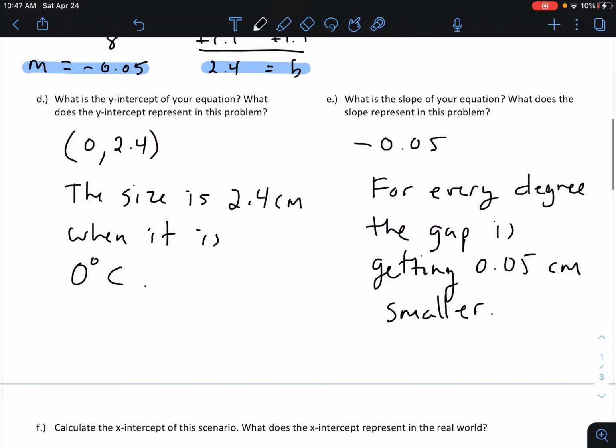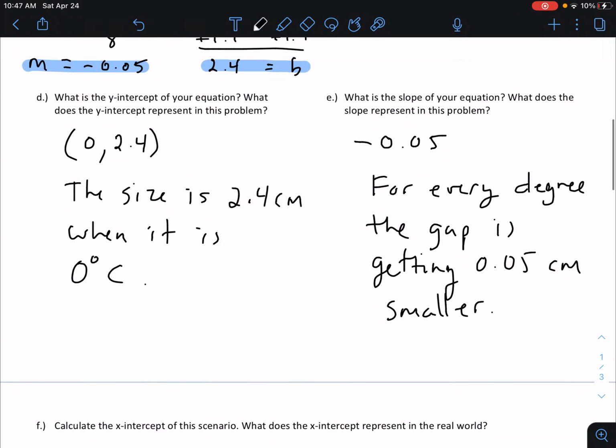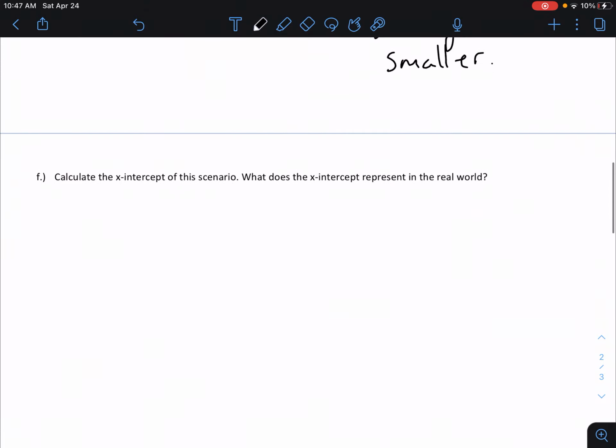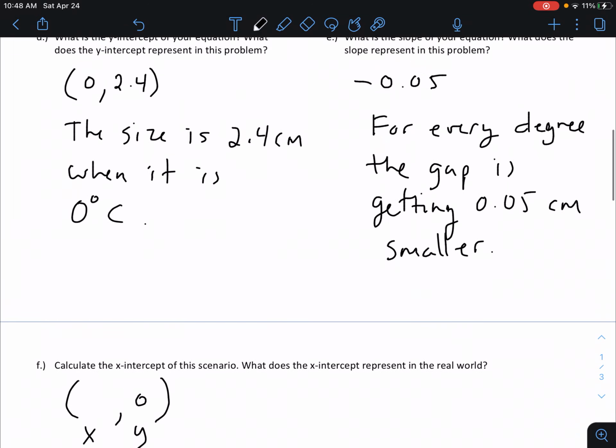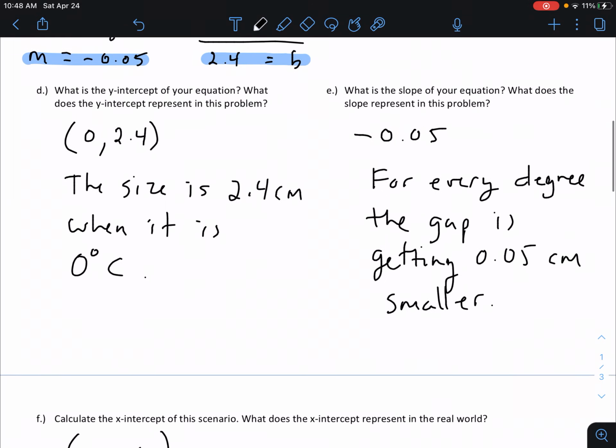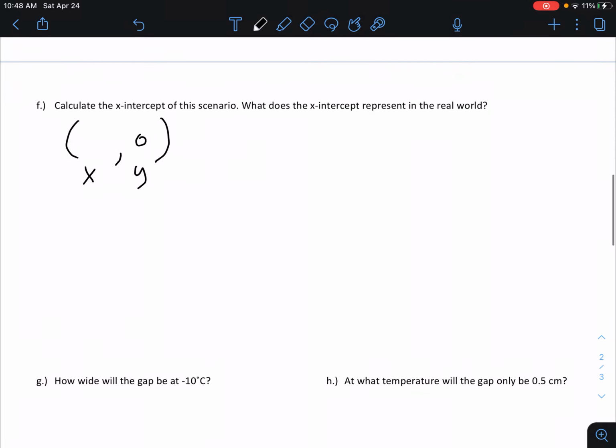All right, so let's keep going. It says calculate the x-intercept. Okay, remember the x-intercept is when y is equal to 0. This is my y value. This is my x value. So I need to plug in y equals 0 and then solve for x. And so I'm just going to take my equation. I've got to remember what it is. All right, so we have y equals negative 0.05x plus 2.4.